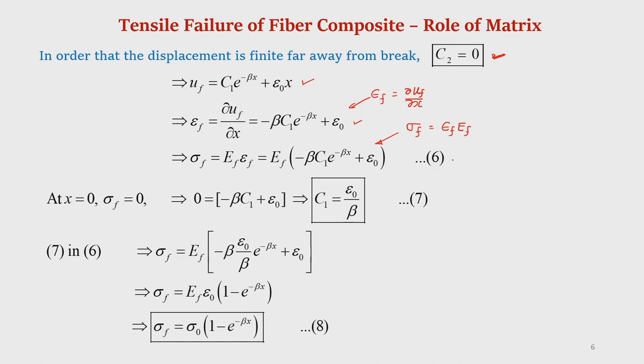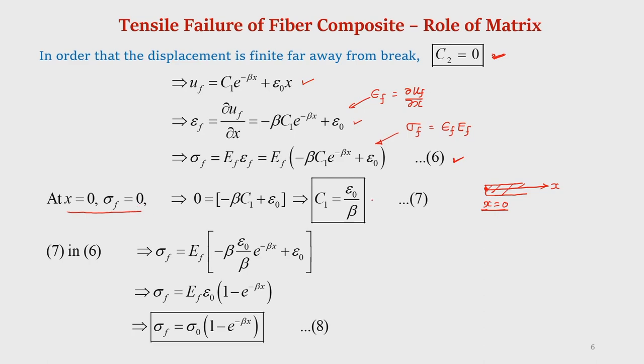Now, you can see this equation 6 is nothing but the expression for stress in the broken fiber as a function of x. Okay. Now, what are the boundary conditions? We have to find out c_1; c_2 we anyway made 0 in order to avoid infinite solution for the displacement. Now, since in the broken fiber we have fixed our coordinate here at the break, that means at x equal to 0, it cannot have stress because it is free, there is no constraint. Therefore, at x equal to 0, the stress in the broken fiber is 0.